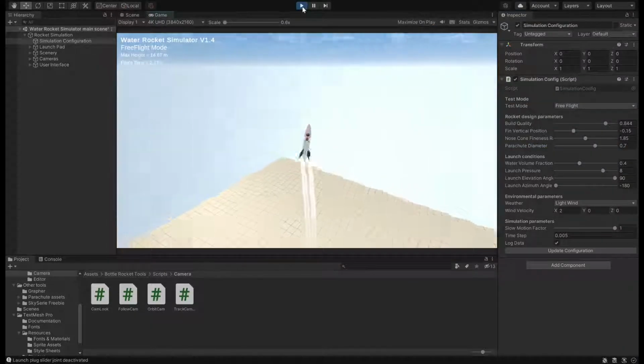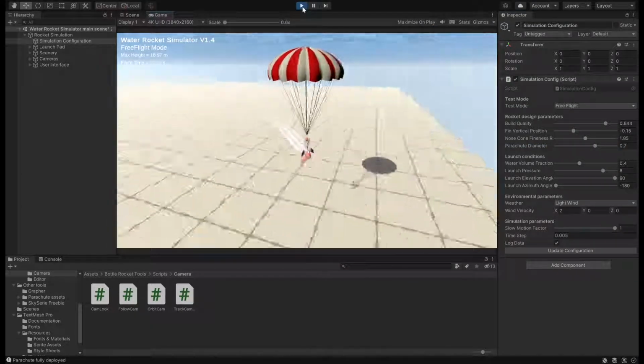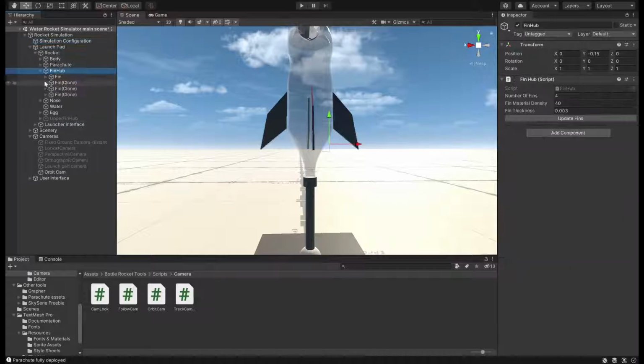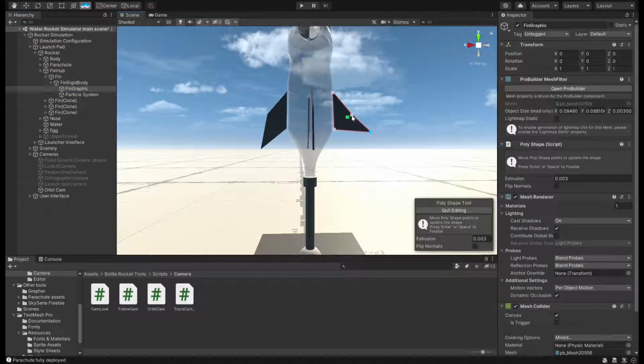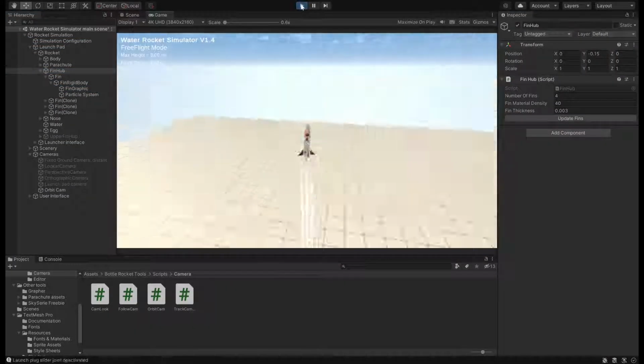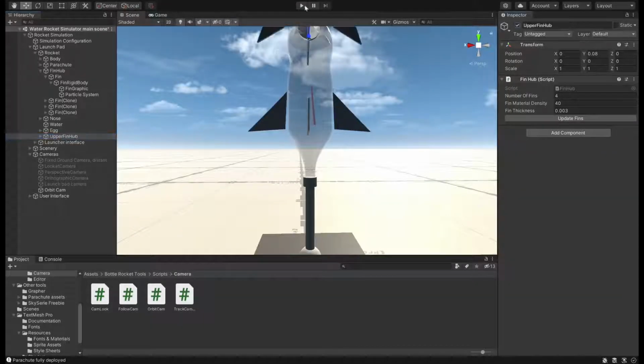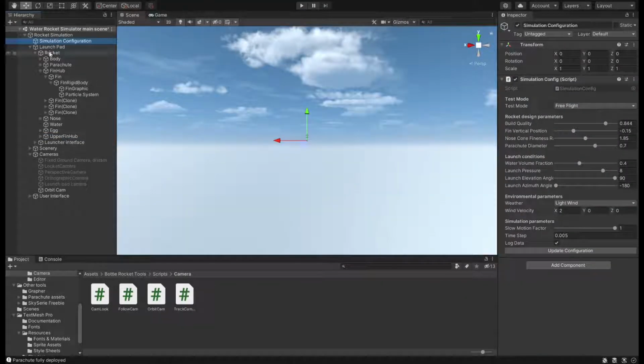We have explored different rocket designs and saw how they affect the direction and the stability of the rocket. We have also learned how the water volume fraction and the pressure affect how far a rocket can travel, and how too much of it can cause the rocket to not launch properly.